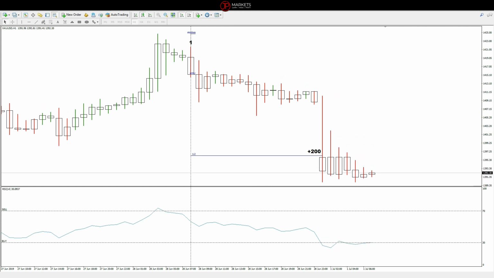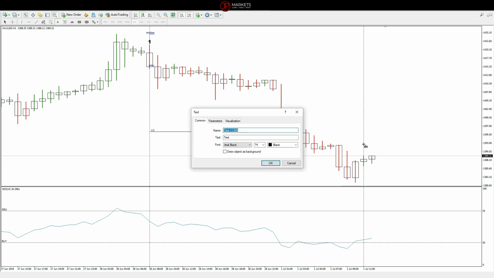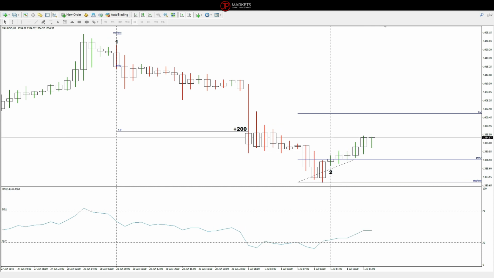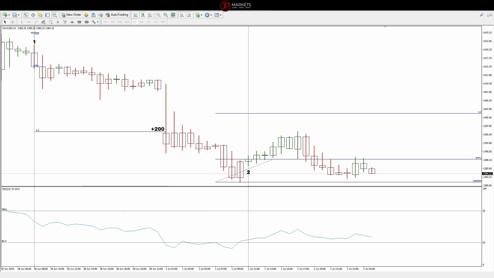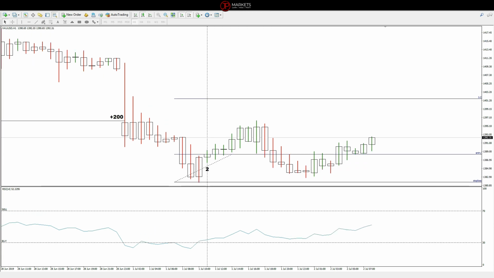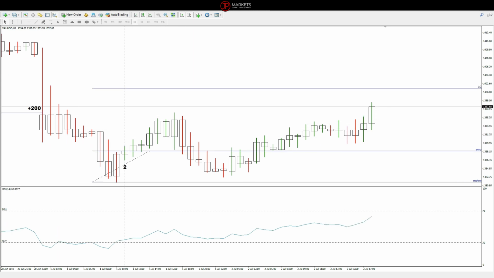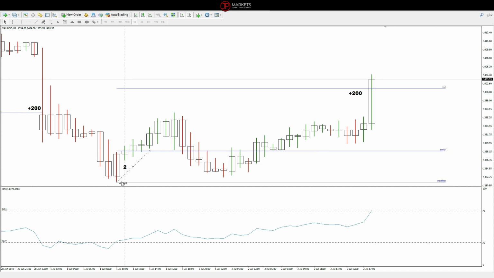Waiting for trade number 2. There we go. Trade number 2 also risking 100 bucks to potentially make 200 bucks. Coming to our stop, close to our stop loss there. Hit and take profit, beautiful, taking 200 bucks home there.